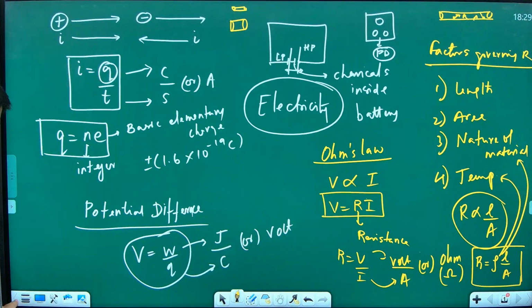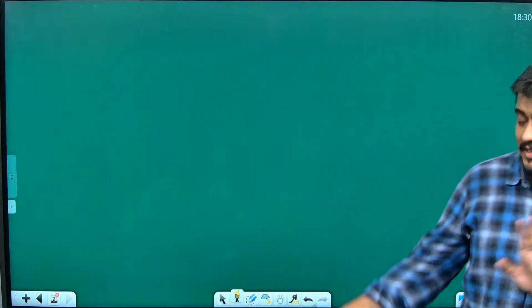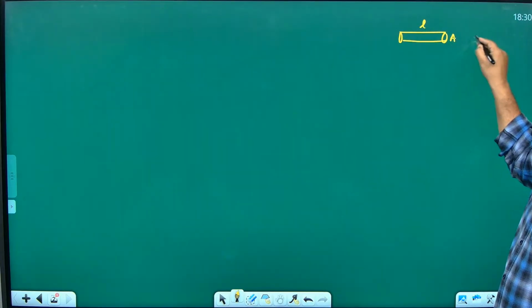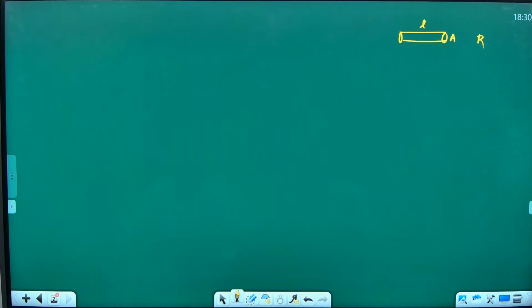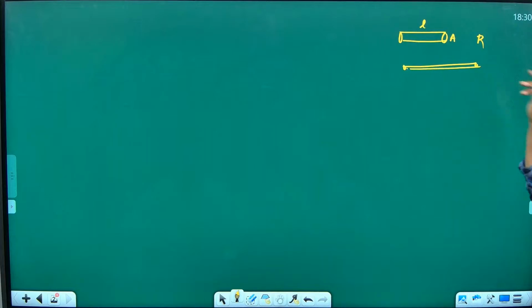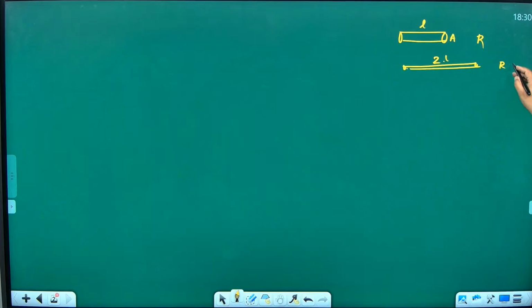One numerical is on the assumption that the same wire is elongated or compressed. They will give you a wire, its length, its area, and its resistance. Suppose a wire is 2 meter long, with 1 centimeter square cross-sectional area, and a resistance of 10 ohms. If the wire is made 2 times longer by stretching, that is, length became 2L now, what will be the new resistance?